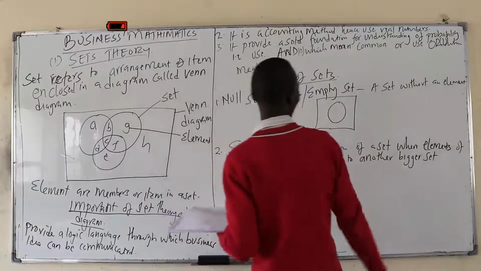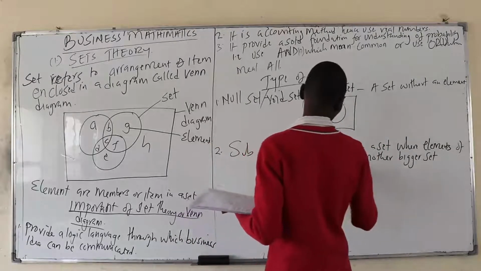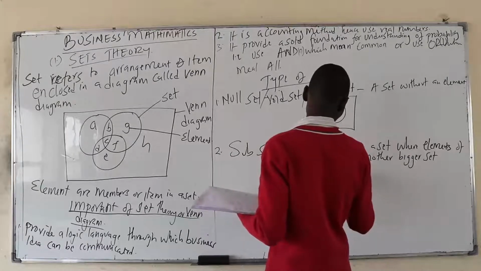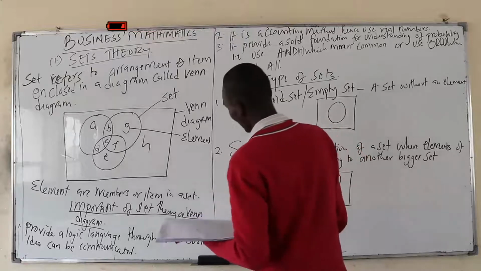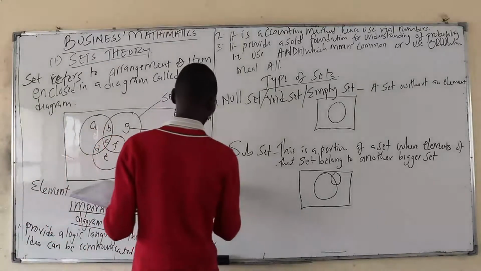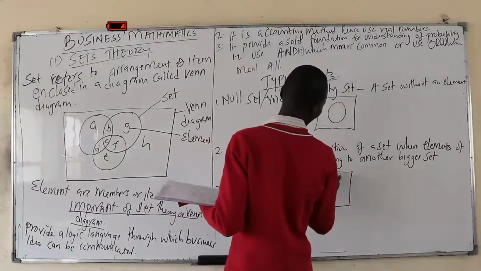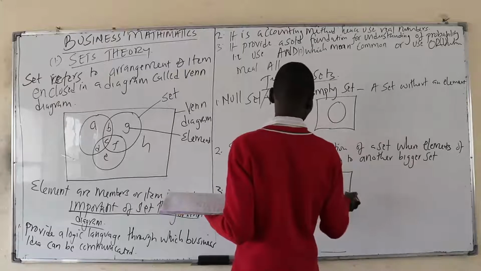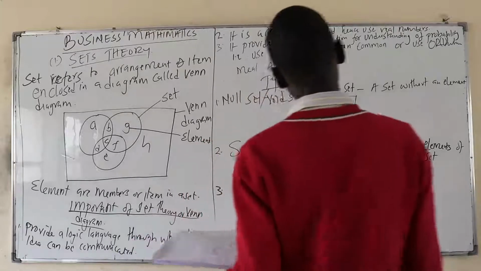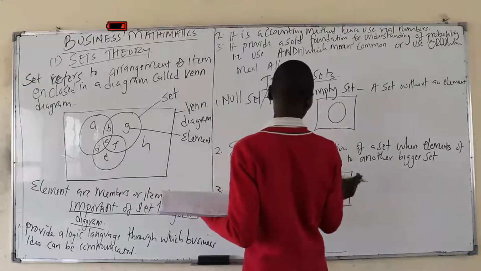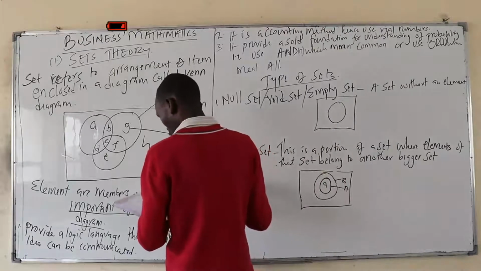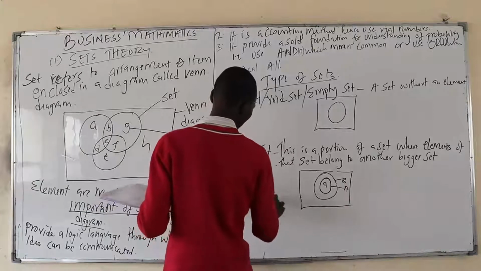So let's check the types of sets. Number one, we have something known as the null set. A null set is a set without an element, or zero. It is also called a void set or empty set. This is a set containing no element. For example, you can draw just a Venn diagram with a set that has no element. That's a good example of a null set.